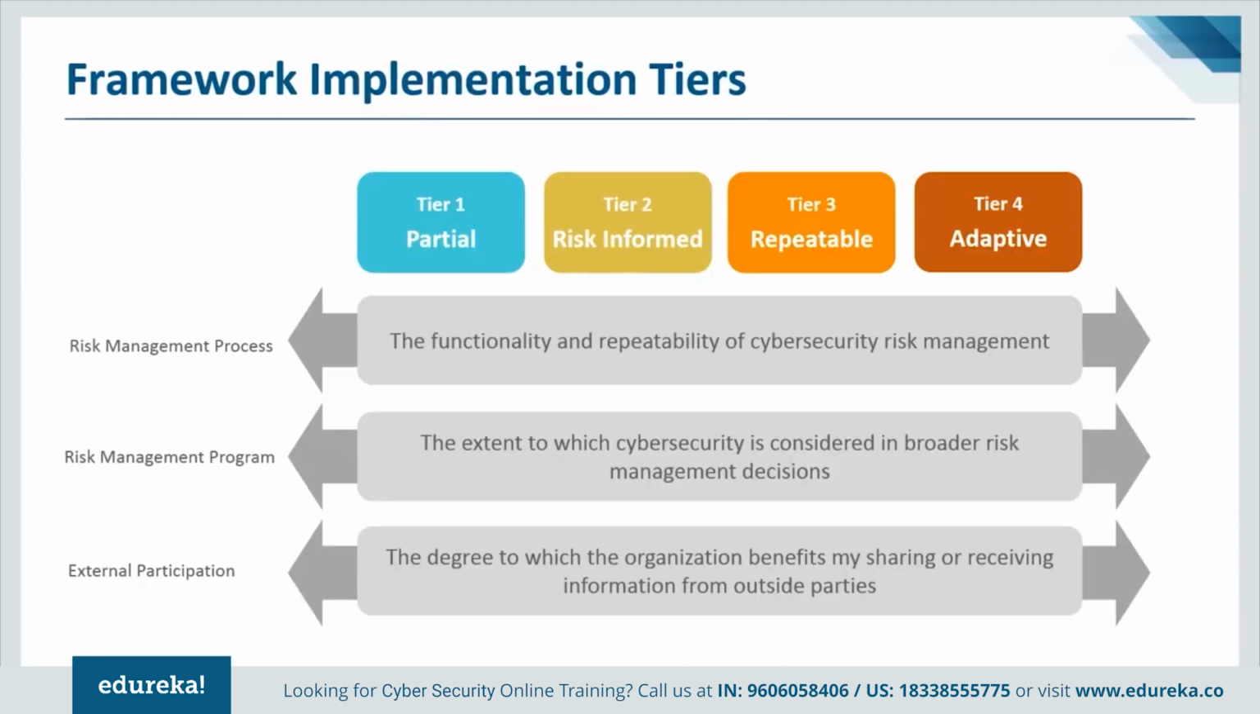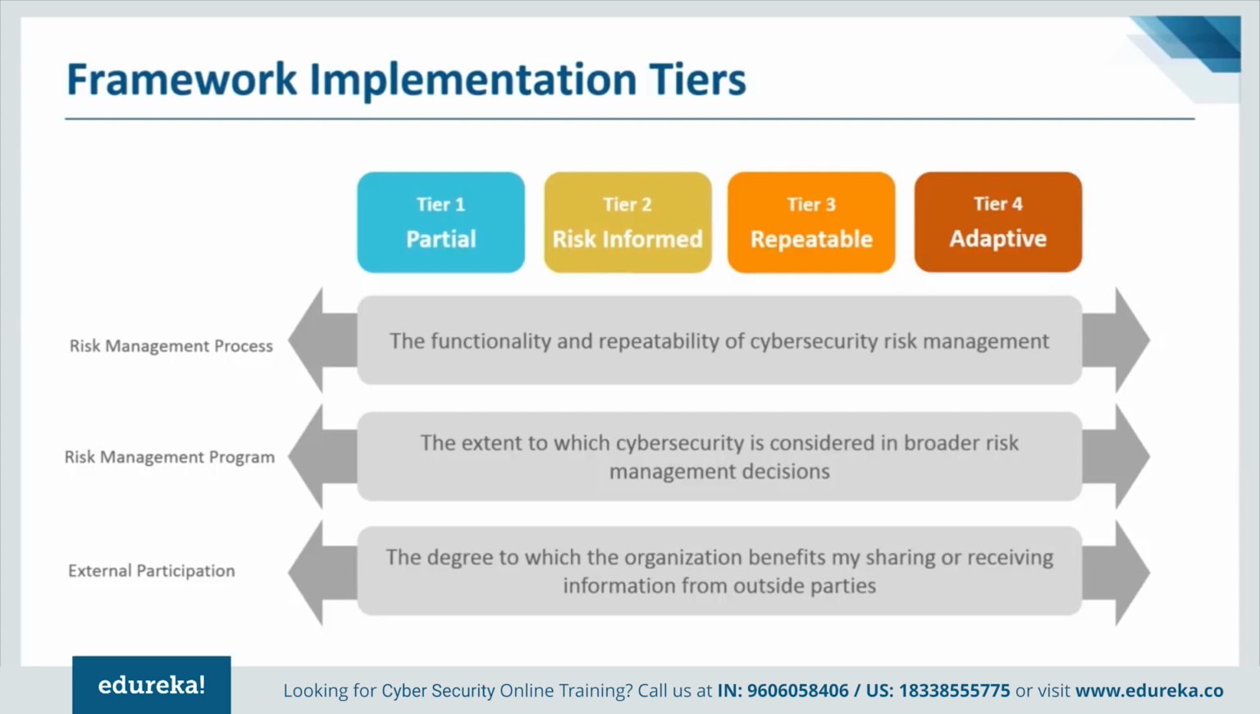The tiers describe the degree to which an organization's cybersecurity risk management practices exhibit the characteristics defined in the framework. The tiers range from partial, which is tier 1, to adaptive, which is tier 4, and describe an increasing degree of rigor and how well integrated cybersecurity risk decisions are into broader risk decisions, and the degree to which an organization shares and receives cybersecurity information from external parties. Tiers do not necessarily represent maturity levels.